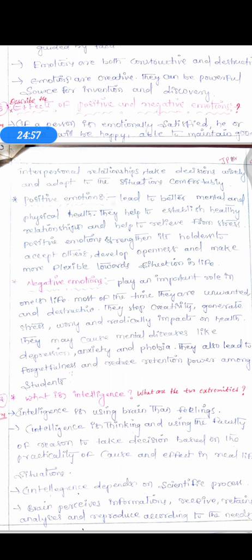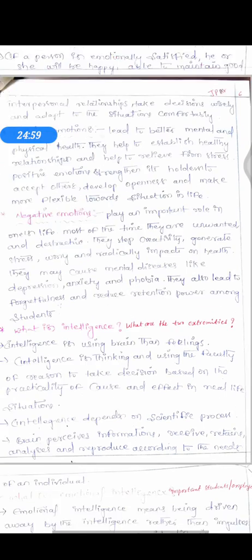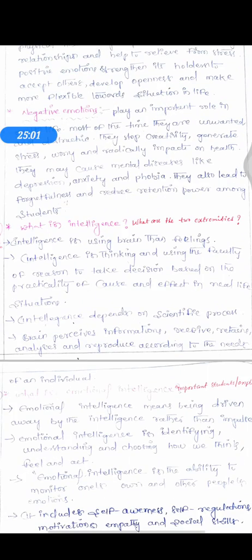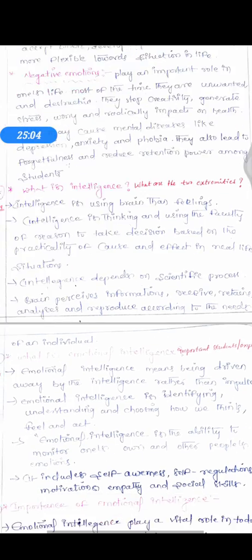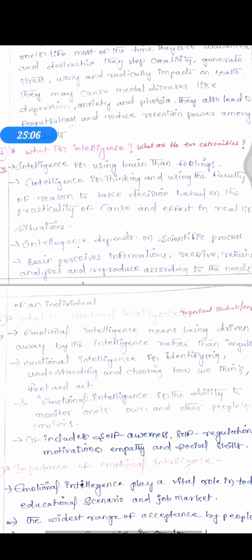The next one is, what is intelligence, and what are the two extremities. What is intelligence? Now we are discussing here what is intelligence and also its importance.